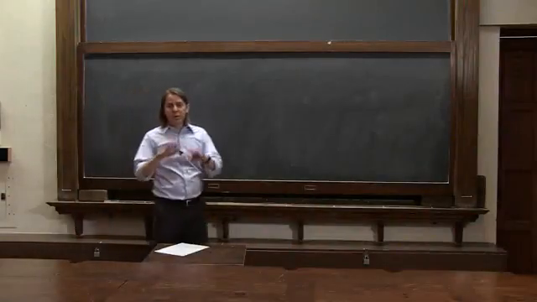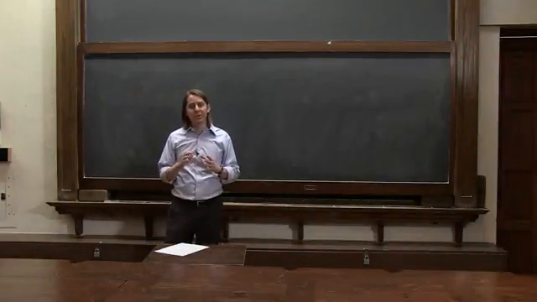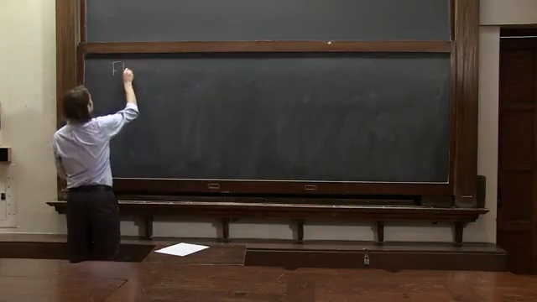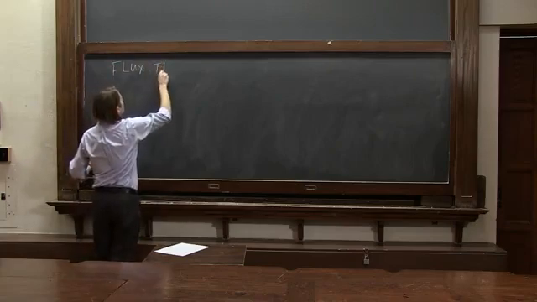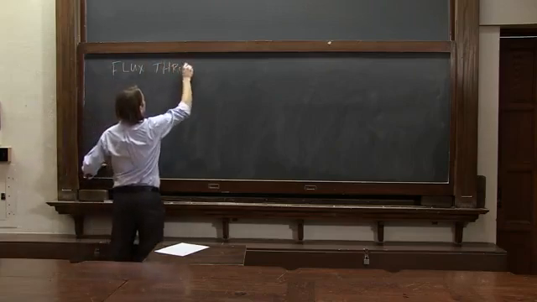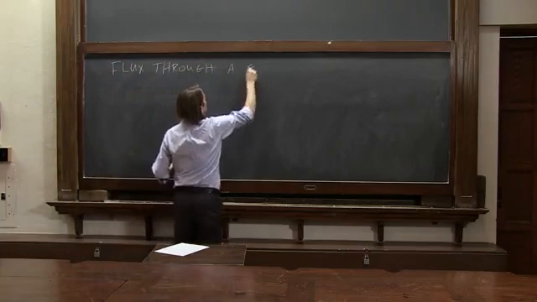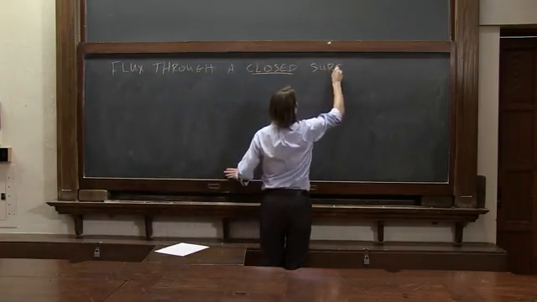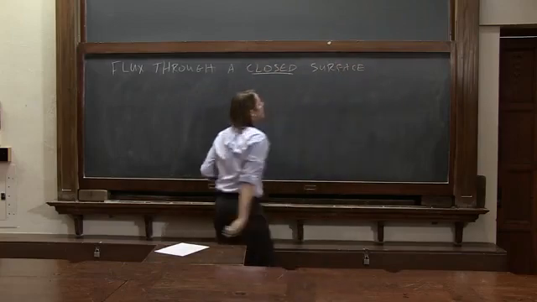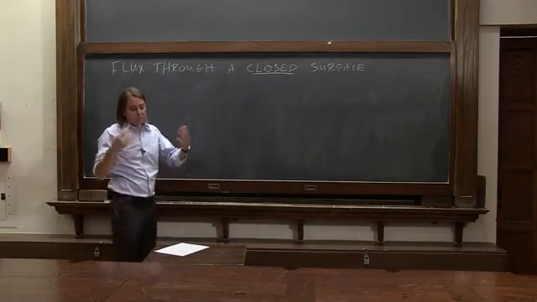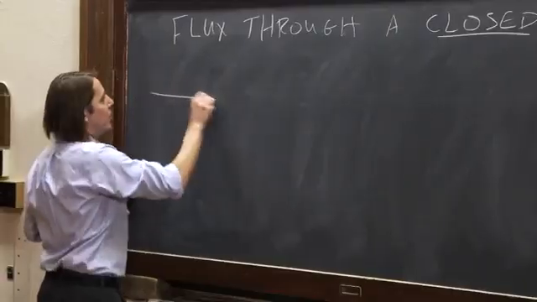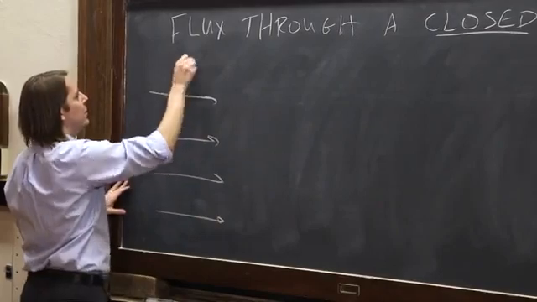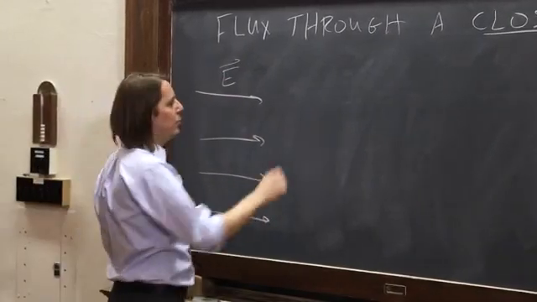In addition to non-uniform surfaces, we have to think about another kind, and that is a closed surface. So let's look at flux through a closed surface. Closed simply means it encloses some volume. So let's first stress that we have a uniform electric field, and one closed surface would be a cube.